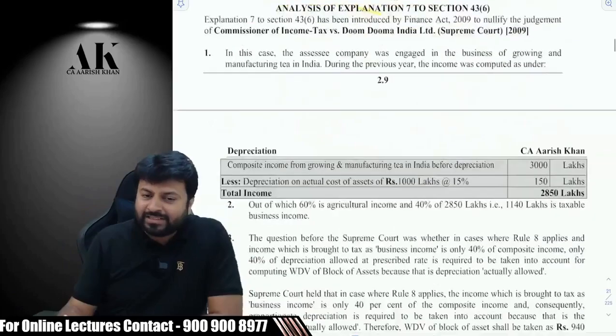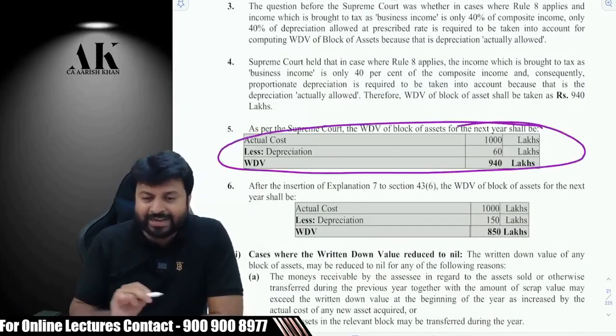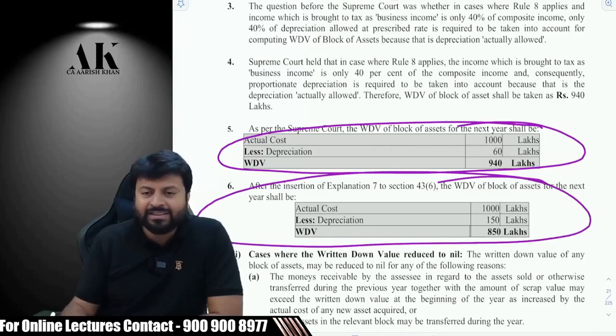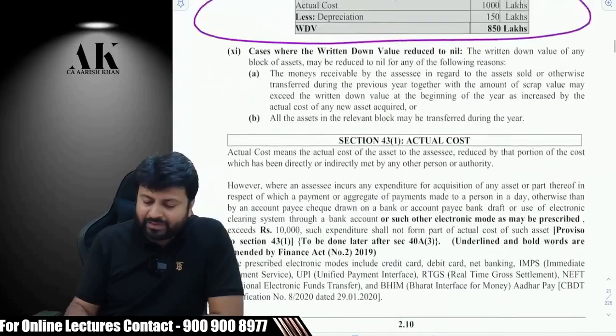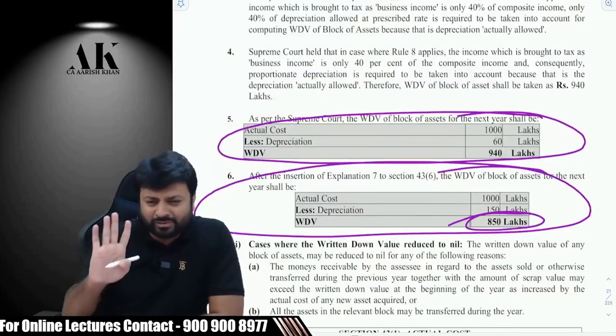And therefore, after this judgment, what will happen? Before this judgment, this was correct, right? 100 minus 60. But after this judgment, what will happen? 1000 minus 150, and therefore your WDV for the next year will come to how much? Please say 850 lakhs.